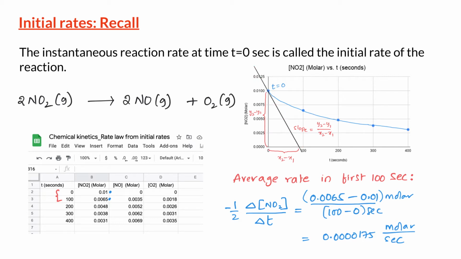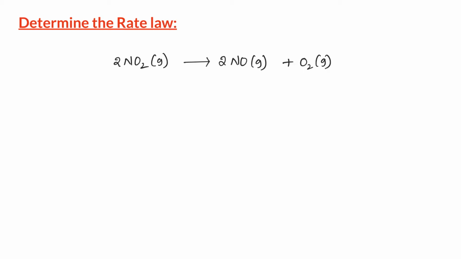Now that we recalled how to calculate the initial rate of a reaction, let us now learn how to determine the rate law of a given chemical reaction from the initial rates. We are again going to use the same equation. 2 moles of NO2 gas decompose to form 2 moles of NO gas and 1 mole of oxygen gas. And we are going to determine the rate law of this reaction using the initial rates.